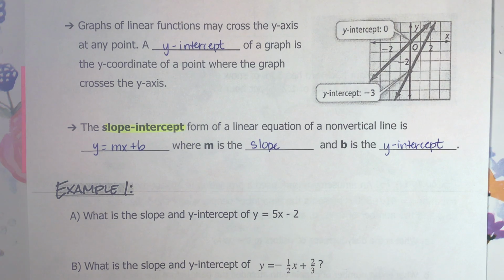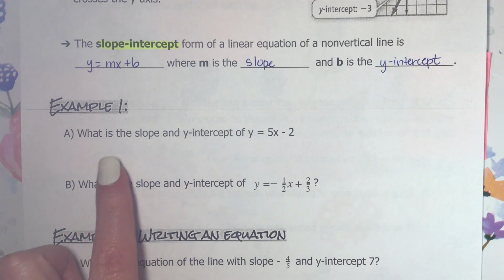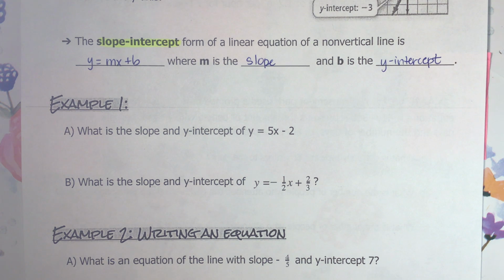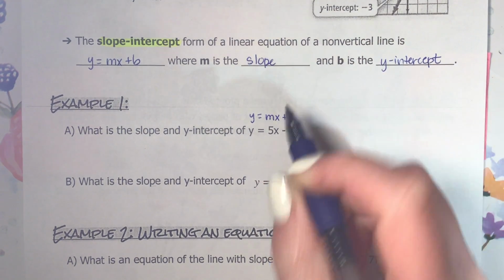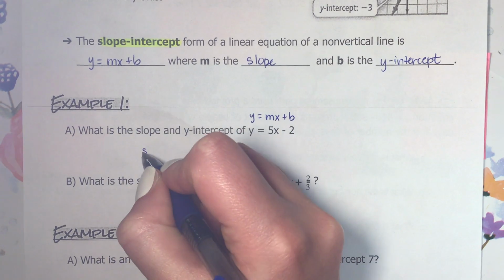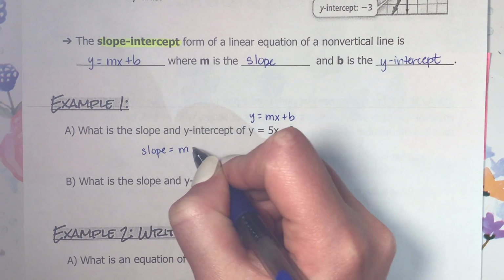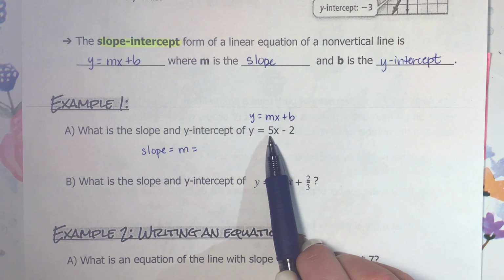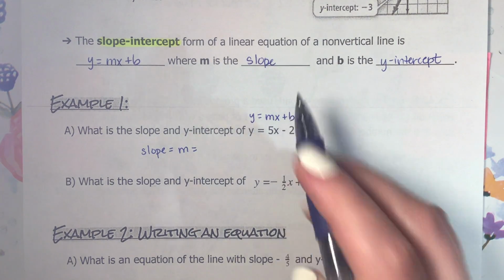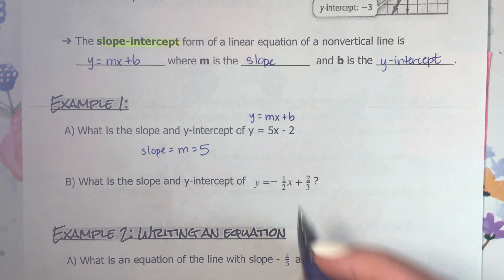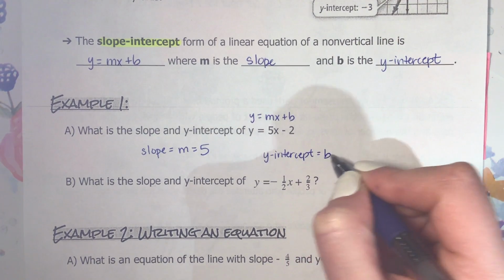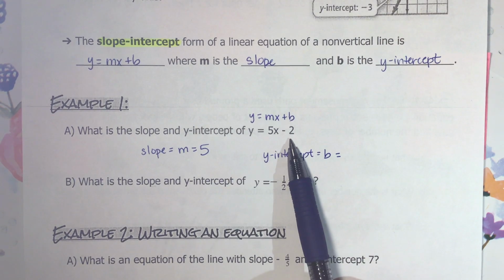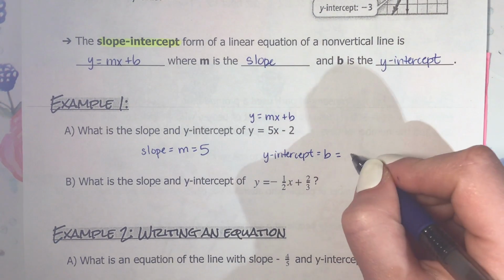So let's practice pulling this formula apart a little bit. In example 1, it says, what is the slope and y-intercept of y equals 5x minus 2? Remember it is y equals mx plus b, so we're just going to line stuff up. Slope is equal to m, which is equal to 5 because 5 is in the m location in this equation. So slope is equal to 5. Y-intercept is equal to b, which is equal to negative 2, because that's in the location where the b would be.